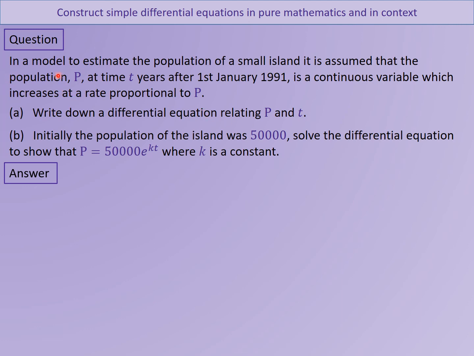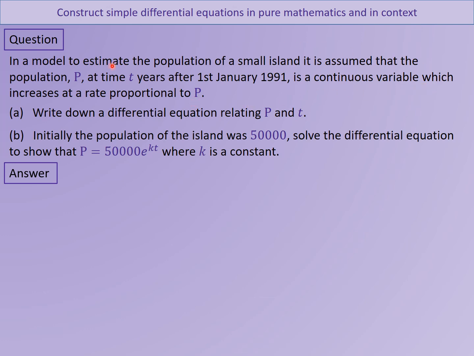So in the model to estimate, it's assumed that the population P at time T years, sometimes they might trick you out and change between units, so I need to be careful. This one looks like it's being nice to us though. So the population T years after 1991 is a continuous variable, which increases at a rate proportional to P. Right, so the rate of change of P over t is proportional to P.